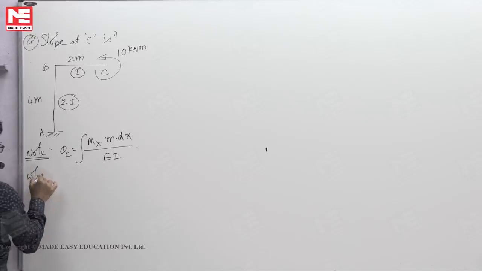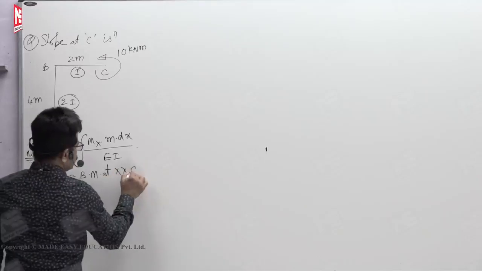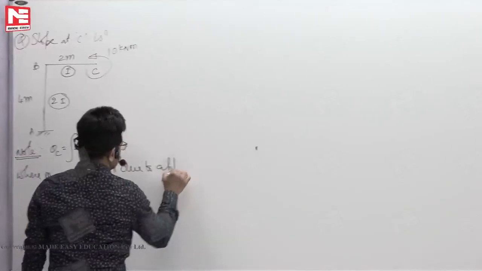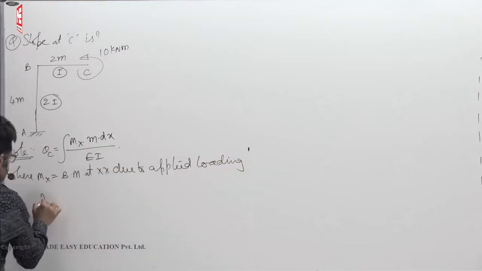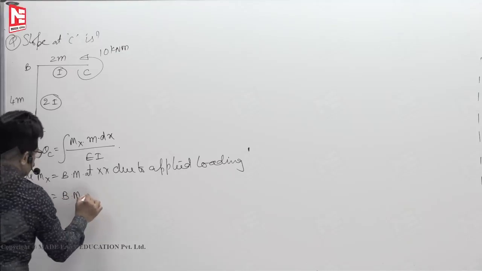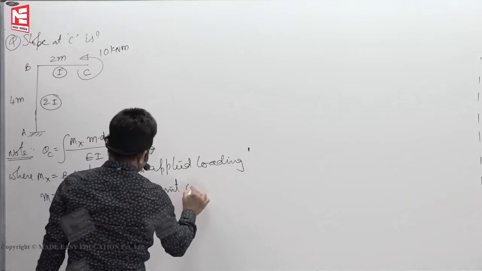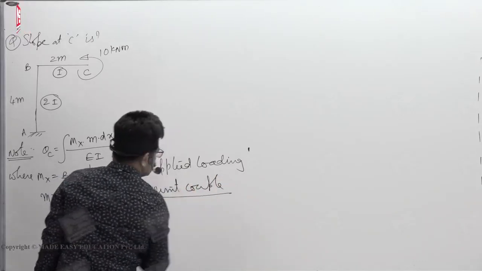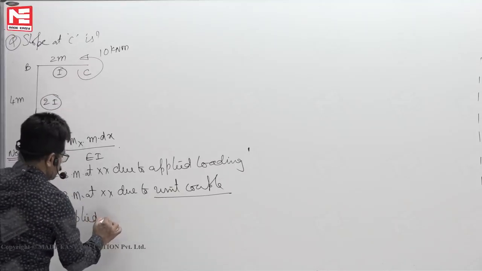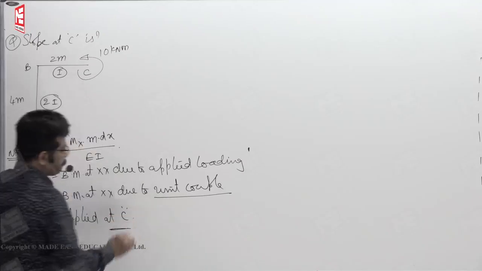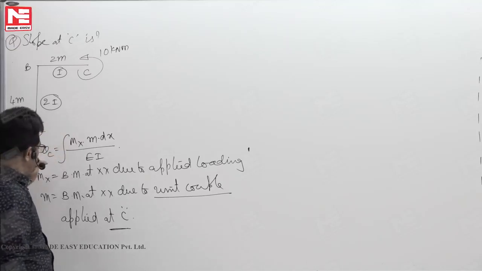Now, where Mx stands for bending moment at xx due to applied loading. m means bending moment at xx due to unit couple. Unit couple, where you have to apply? Since you want to find theta C, it should be applied at C. This is the scope.